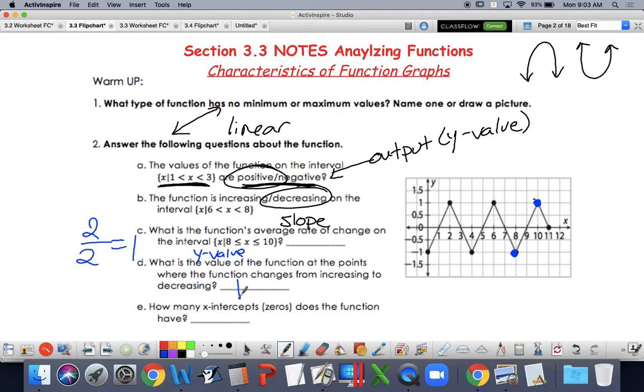And then how many x-intercepts? Just count them. How many we got? Yep, I've got 6 of them.